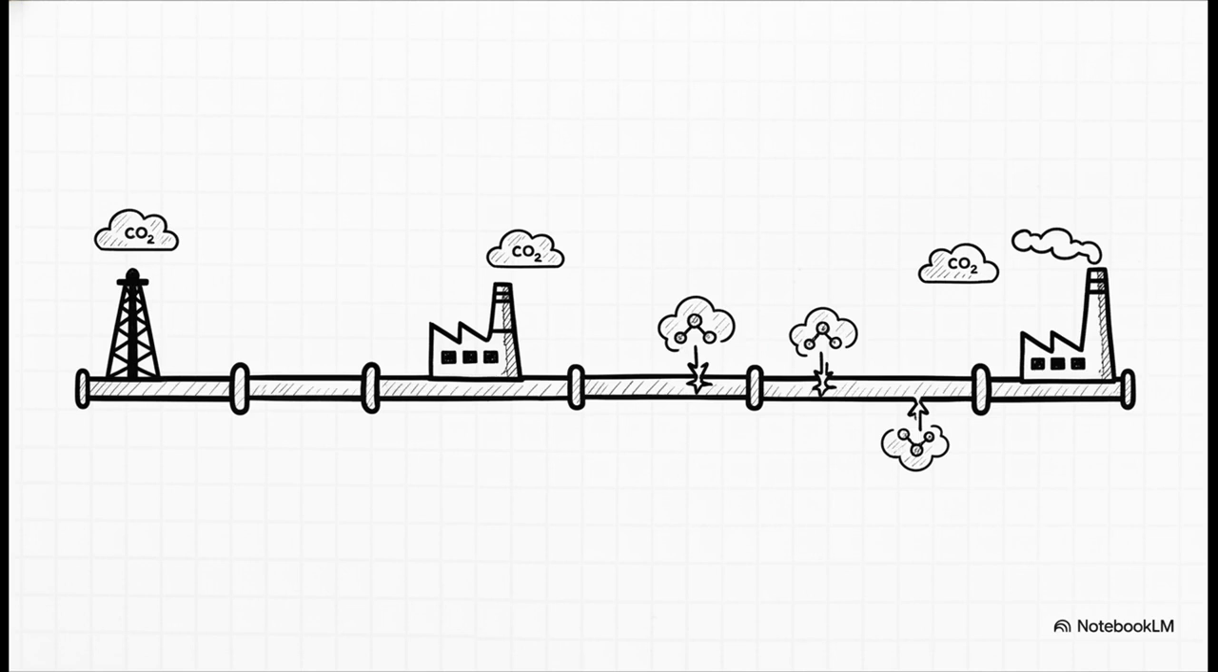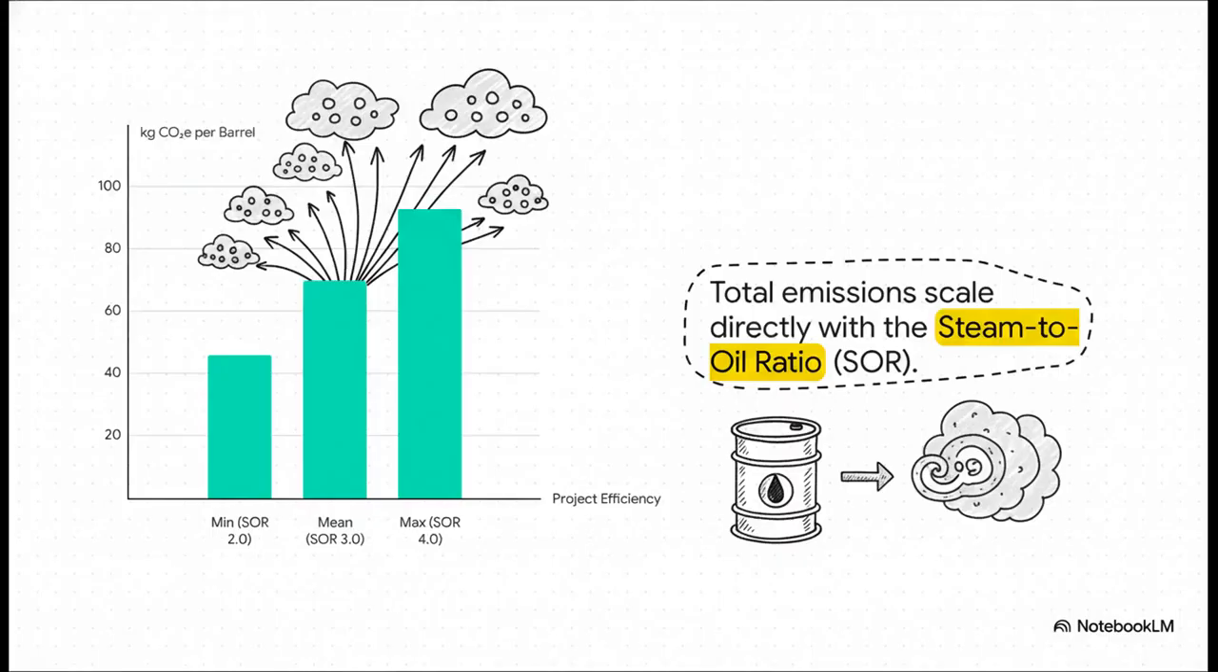And since methane is a much more potent greenhouse gas than CO2, you have to account for those leaks to get an accurate number. So this chart here, this brings it all together. When we add those upstream emissions, our average number for an SOR of 3 rises to about 70 kilograms of CO2e per barrel. But what's really important here is to see how much it all scales. A highly efficient facility with a low SOR of 2 has a much smaller footprint. A less efficient one with an SOR of 4 has a much larger one. It all comes back to that one key metric, the steam-to-oil ratio.